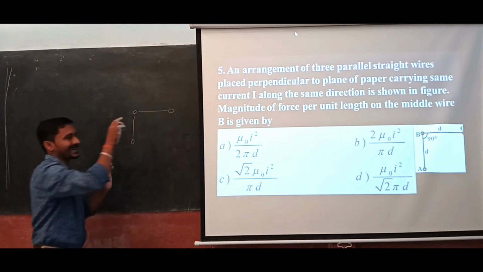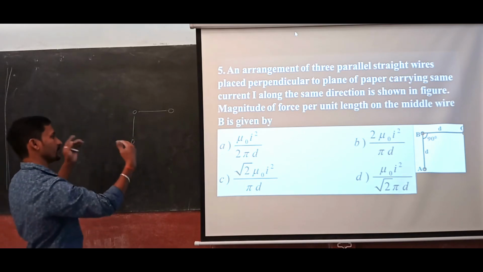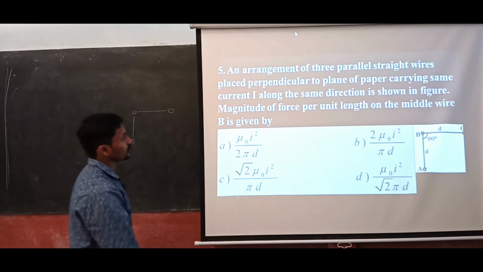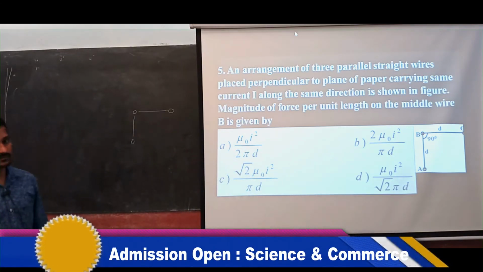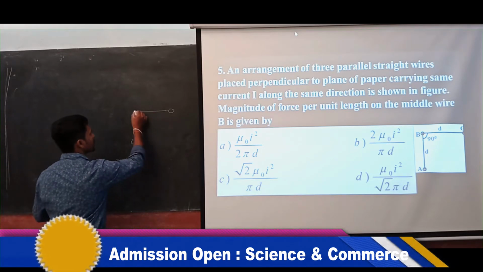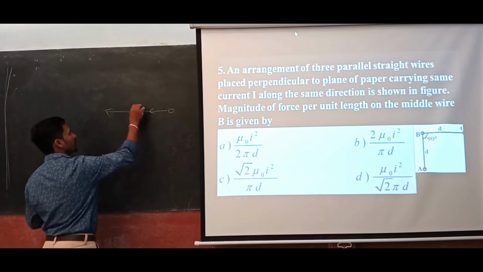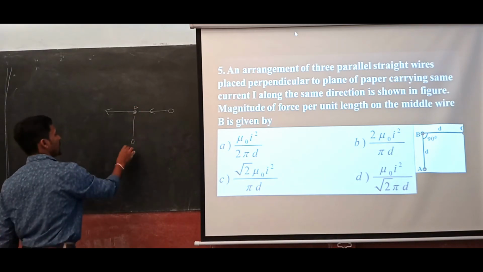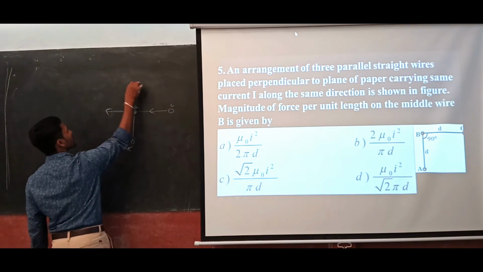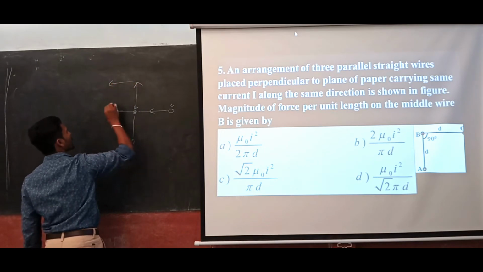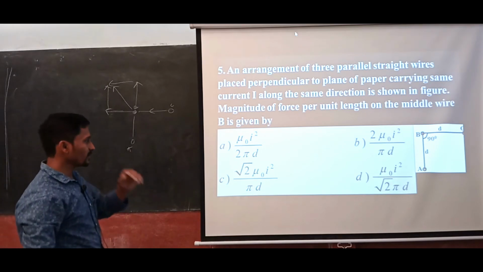Okay, both are carrying the current in the same direction towards you. Both carry the current in the same direction, which means they are going to attract, isn't it? Now, you have to write down the magnetic force per unit length on the middle wire B. The force on B because of A and the force on B because of C are in this way. The net force you have to write down by the parallelogram law, and it will be in this way, isn't it? Both are perpendicular to each other.